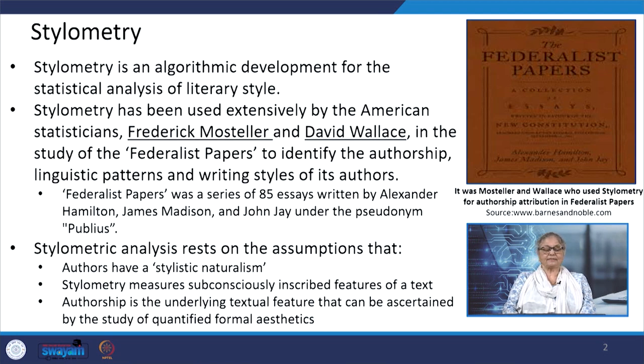under the pseudonym Publius. Stylometric analysis rests on the assumptions that authors have a stylistic naturalism. Stylometry measures subconsciously inscribed features of a text. Authorship is the underlying textual feature that can be ascertained by the study of quantified formal aesthetics. It works on the assumption that authors have an unconscious aspect to their style that cannot be consciously manipulated, but which possesses quantifiable and distinctive features.